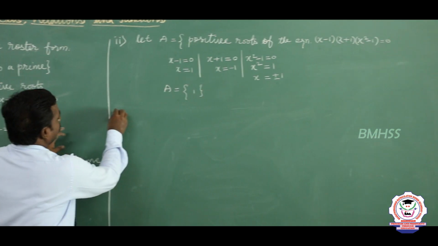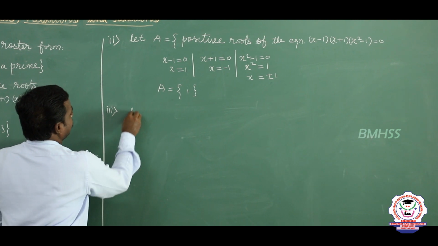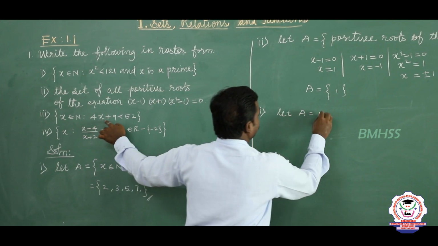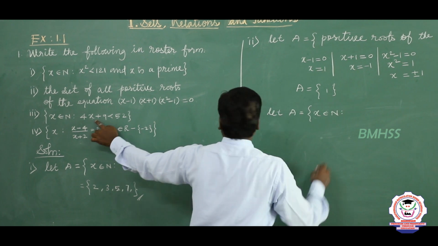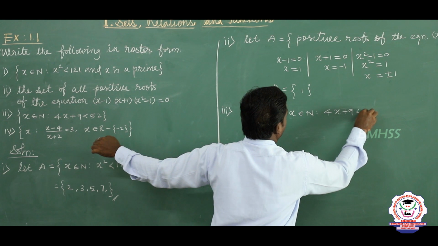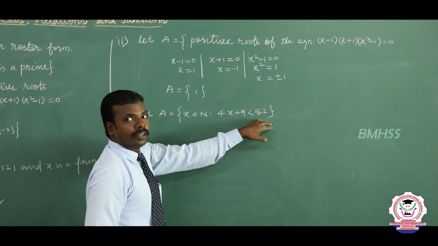In the third subdivision, listen. Let A equal, as already given in the third subdivision, x belongs to N such that 4x plus 9 is less than 52. Listen: 4x plus 9 less than 52.